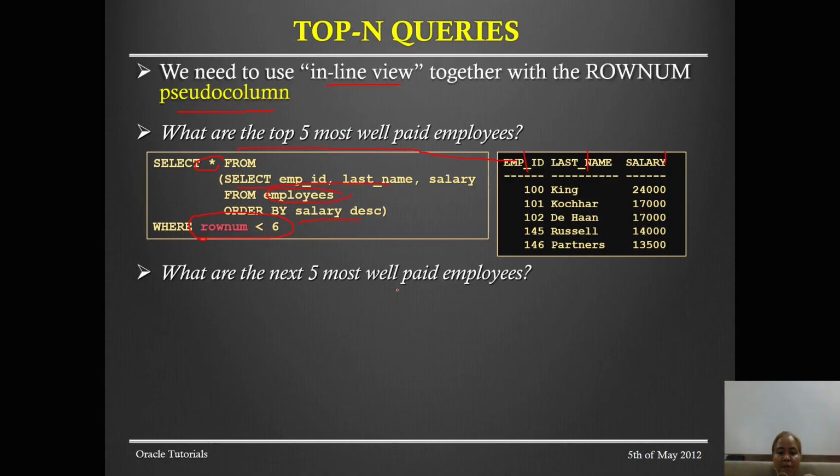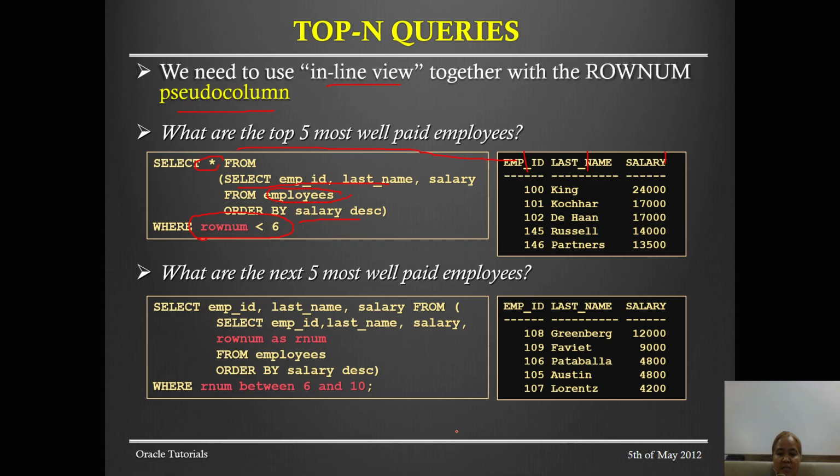What are the 5 next most well-paid employees? Ito naman yung ating gagamitin. Subquery. So, tinawag natin yung employee ID, employee last name, and then salary. Tapos, kapag nag-subquery tayo, tatawagin nyo pa rin doon. And then, si row number ay binigyan nyo ng alias na rnum. From employees, order by salary, where rnum between 6 and 10. So, ibig sabihin ay ito lang, nandun sa 6 and 10 ang kanyang row number.